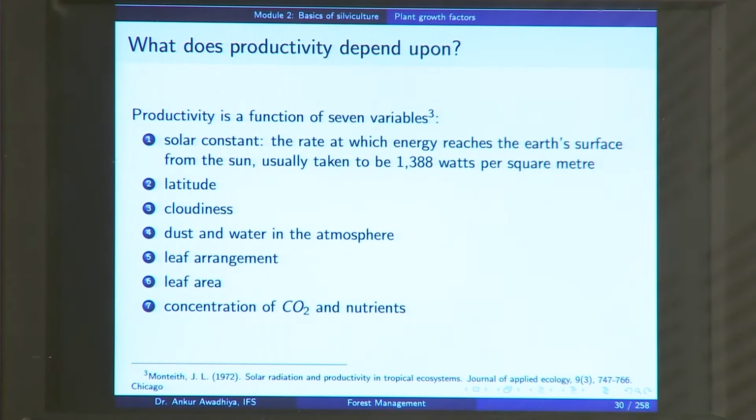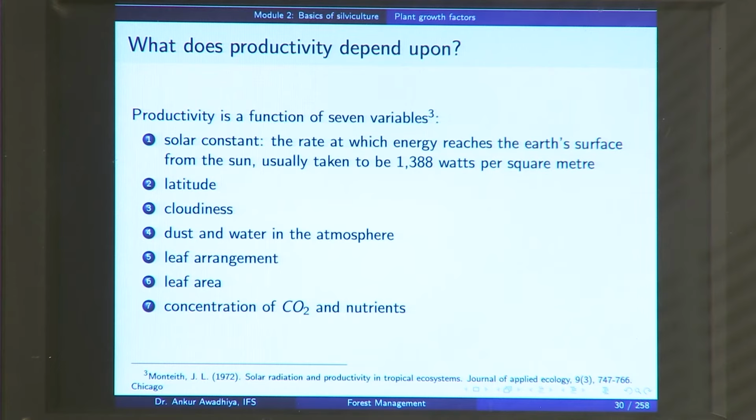Now, what we are saying here is that the primary source of all the energy is the sun, and so if the amount of energy being released by the sun is less, the energy that reaches the earth will also be less. If we have less energy to begin with, the plants will not get enough energy, and so the productivity of the plants will also reduce. But typically, the solar constant does not vary very much, it is more or less constant. So, we take it to be a constant at 1388 watts per square meter.